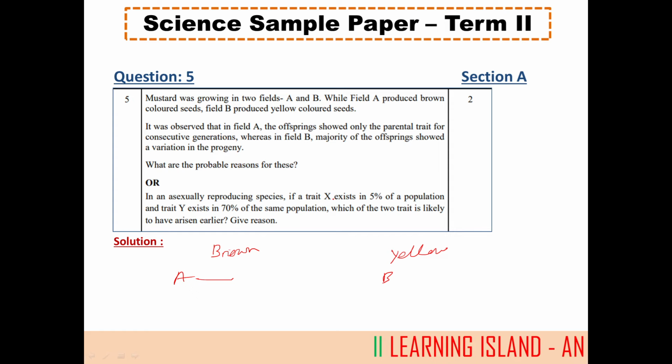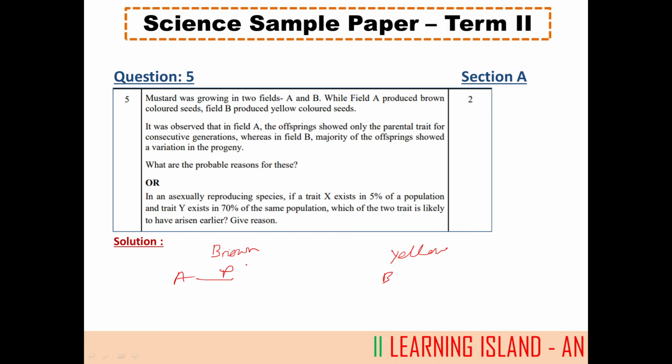It was observed that in field A, the offspring showed only the parental traits. Here it is parental traits, but here the parental traits are not seen; there are different traits, different characters. So in field B, the majority of the offspring showed a variation in the progeny. So what is the probable reason for this?